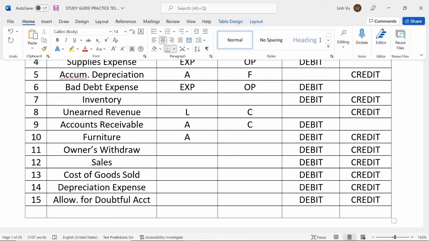Okay. What is furniture? What kind of asset is furniture?